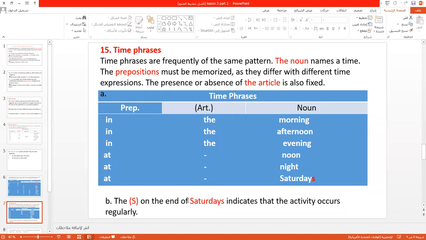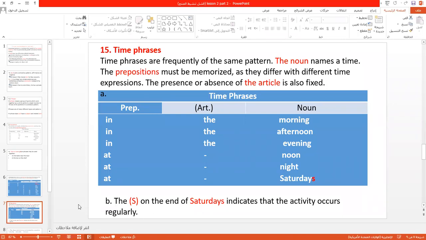Which day? On Sundays. Sundays, very good. On Sundays. Okay, why? Because every week on Sunday we have a grammar lecture. So the S on the end of Saturdays indicates that the activity occurs regularly. Regularly means it happens every time, as a habit.